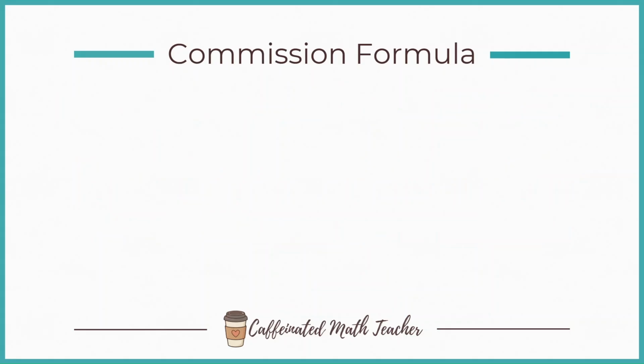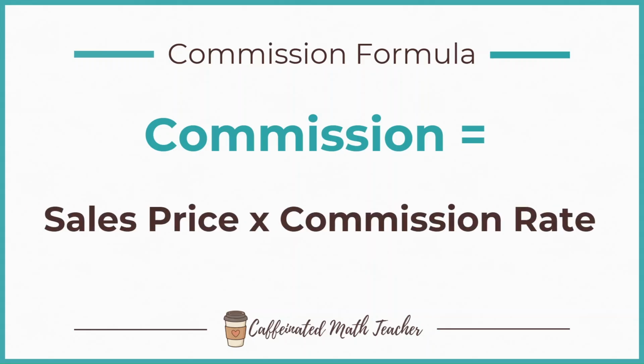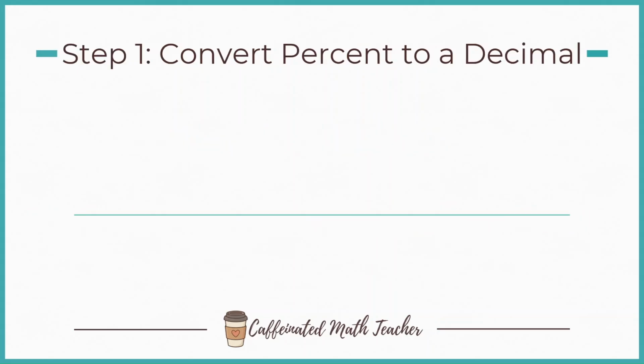The formula for calculating commission is very straightforward. It's commission is equal to sales price times commission rate. To find the commission, you just multiply the sales price by the commission rate. But before you do that, you need to make sure you convert your percent to a decimal.